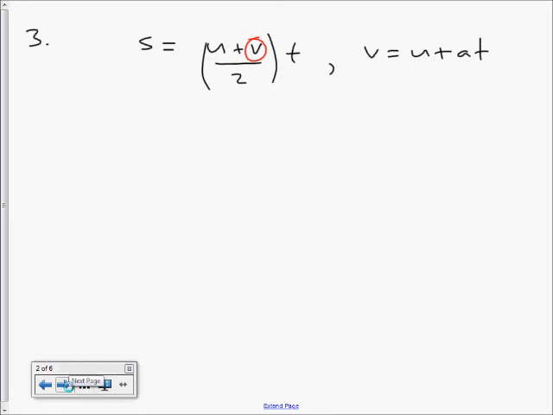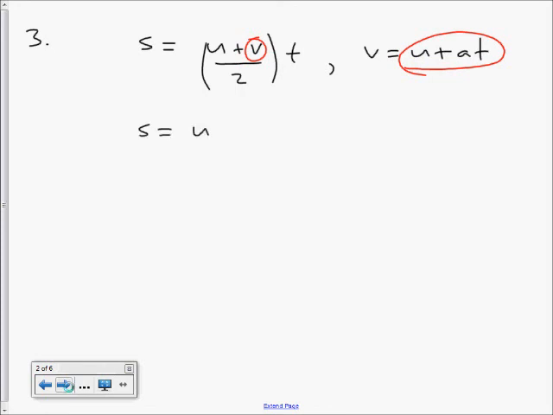The third equation, let's start with s equals (u plus v) over 2 then times t. So that's our second equation. And we've also got v equals u plus at. And so where we have got v in this equation, we're going to substitute that term in place of it and then just do some simplification.